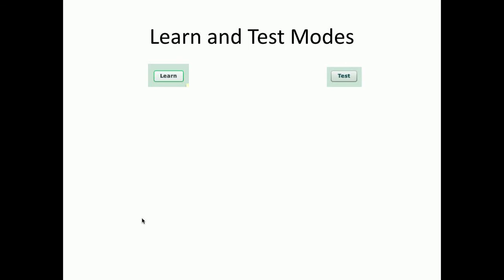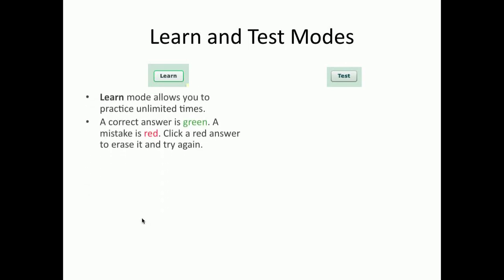Now, here's something important. When you're using the software, there are two modes. One is called the learn mode, and the other one is called the test mode. And you can see these two icons, pay attention to them, because when you're in them, you'll do different things. Learn mode allows you to practice an unlimited number of times. Whenever you get something right, it'll be green. And if it's a mistake, it'll turn red. And all you have to do is click the red one and try again. So a mistake will be pointed out to you. It's red. You just click it and say, I want to do it again.